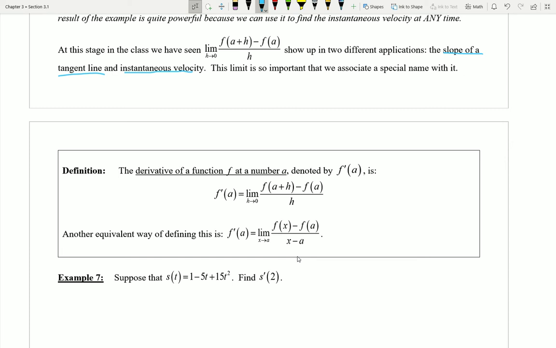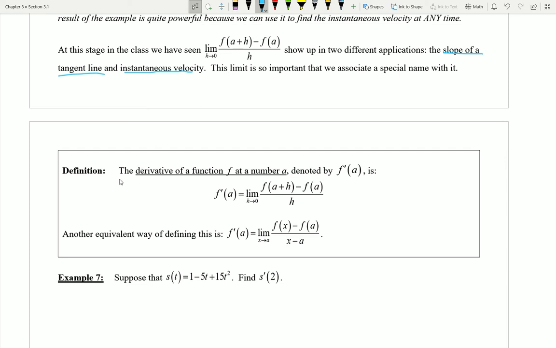So at the end of the last video, we mentioned that this limit that we've been working with so far has actually been very, very useful. It's allowed us to find slopes of tangent lines, instantaneous velocities, and it's going to be something that we're going to continue to use throughout this semester. And typically when something gets used very often, we tend to come up with a way to talk about it, so we don't keep having to say that big, scary limit thing. We give it a name.